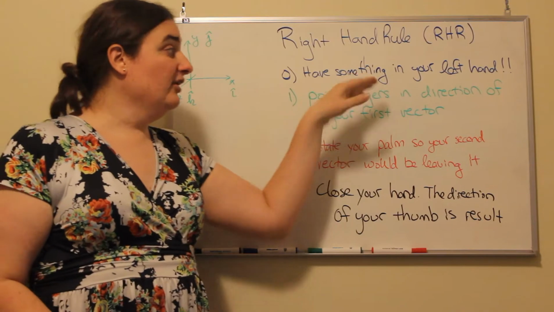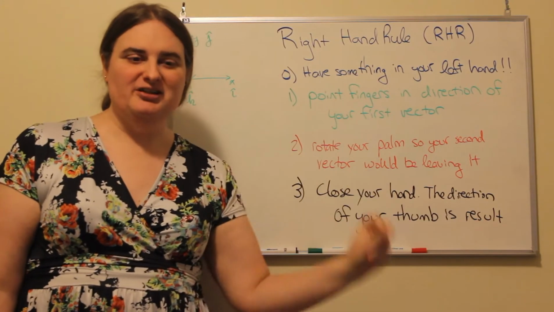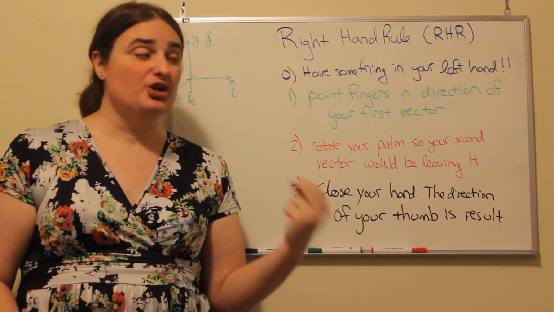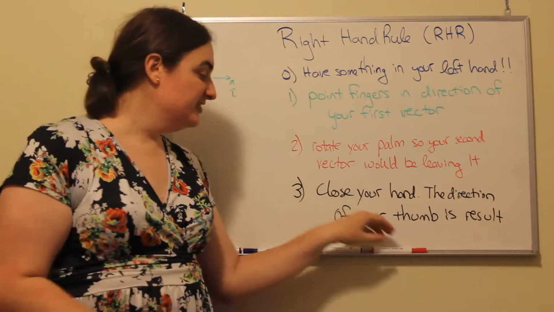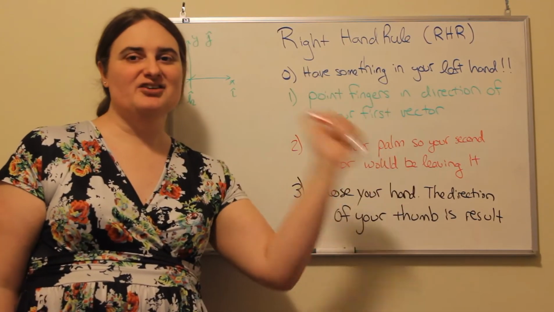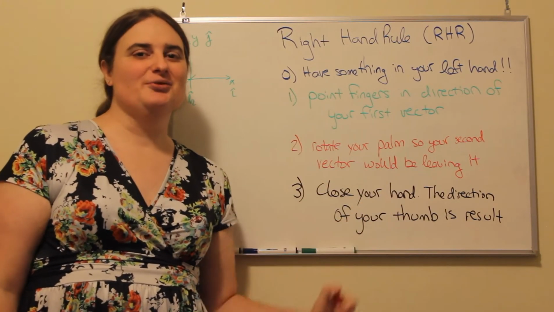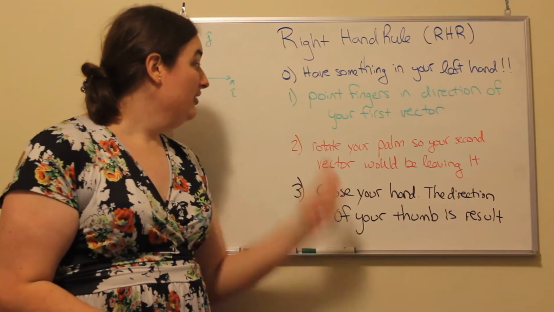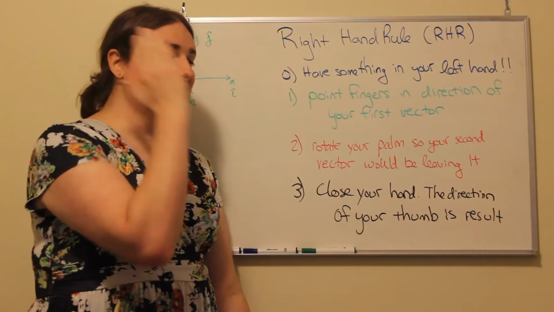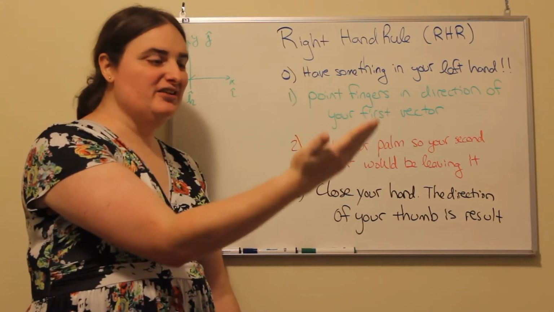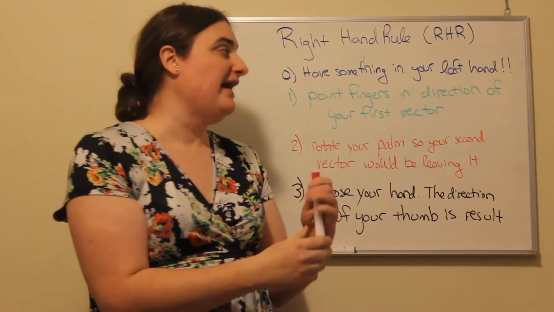So, what I tell folks, if you're left-handed, you have something in your left hand, you're at an advantage. If not, and you need to use the right-hand rule, put something in your left hand so you can't use it to do the right-hand rule. Now, if you have something in your left hand, take your right hand and start by pointing your fingers in the direction of the first vector you have.